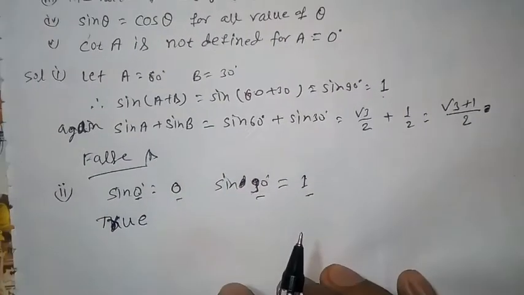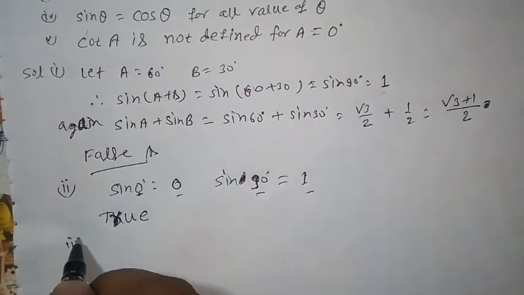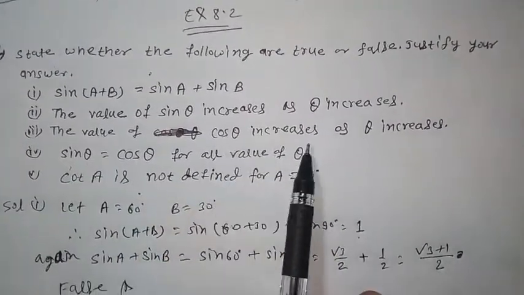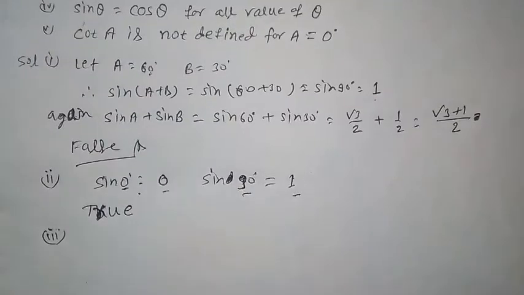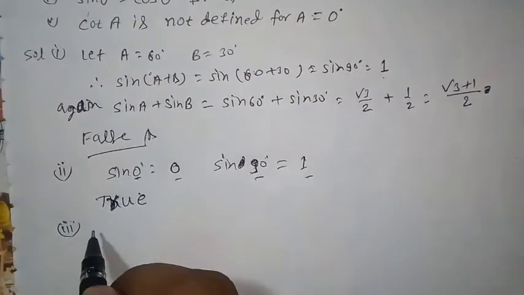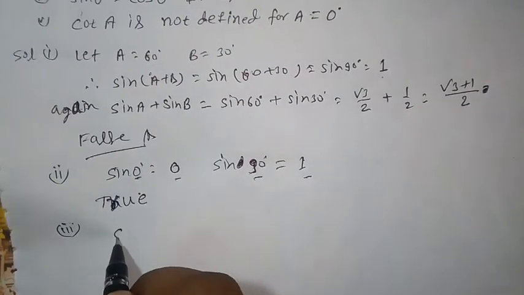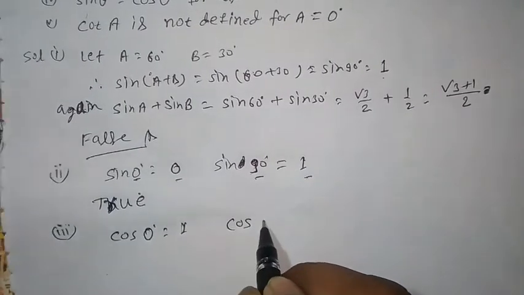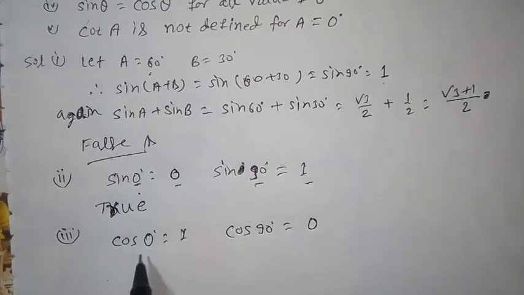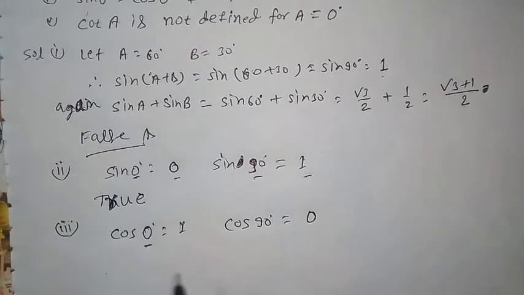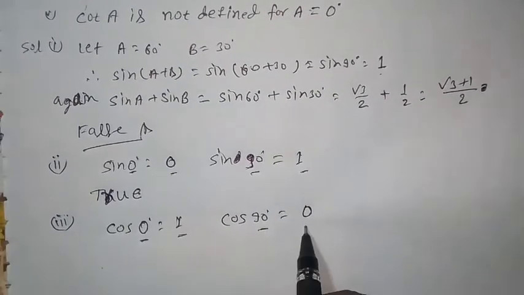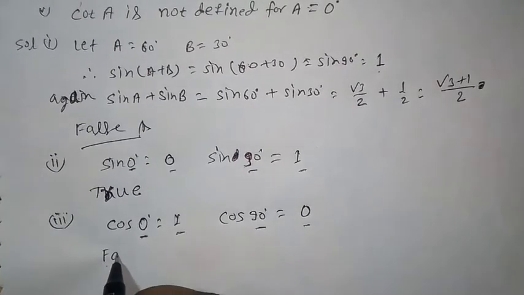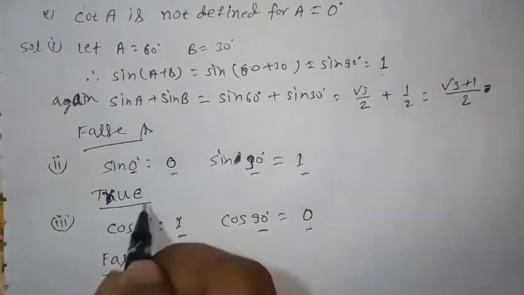Question number 3. The value of cos theta increases as theta increases. This is false because cos 0 degree is equal to 1 but cos 90 degree is equal to 0. Now theta is increased but the value is decreased from 1 to 0. So this is false.